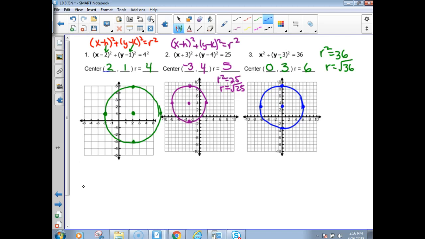All right, good enough. Got some circles graphed. I think you have to turn the page now.